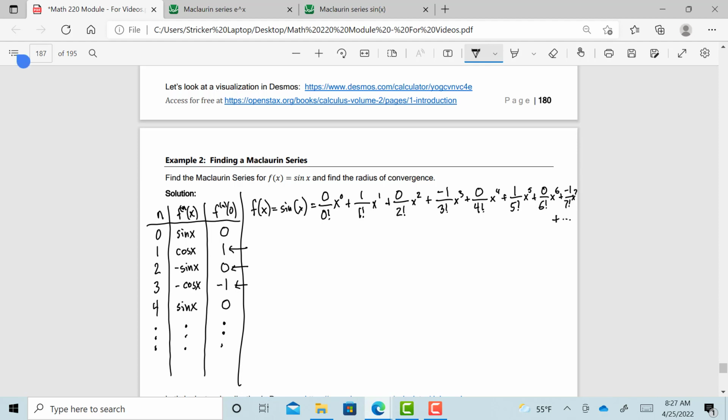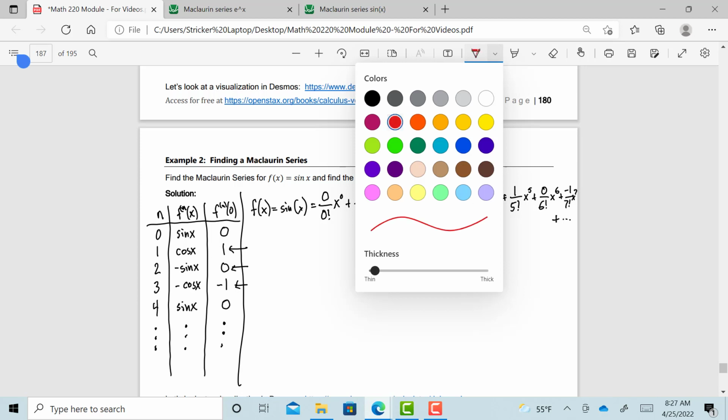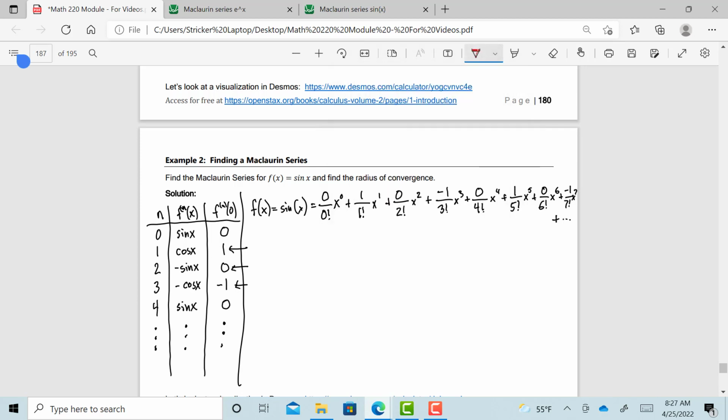Right? So we have all these terms. And the thing is, I guess it's the even terms, right? N equals 0, n equals 2, n equals 4, n equals 6. For the even terms, they're all going to go to 0. The odd terms are what we're going to keep. N equals 3, n equals 5, n equals 7. Those are the ones we're going to keep.